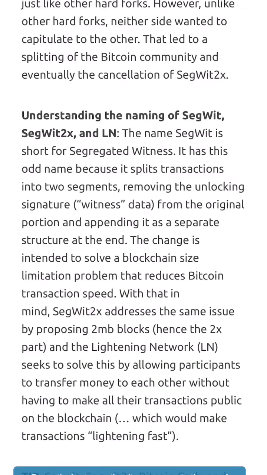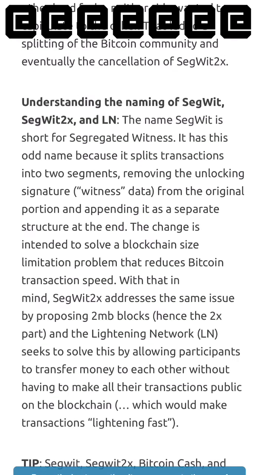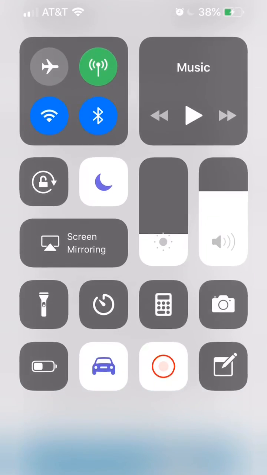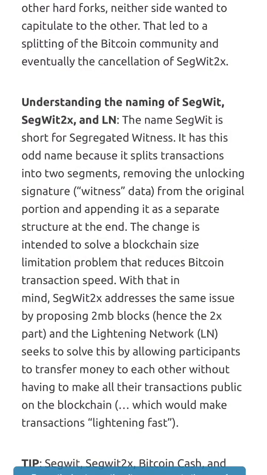Okay. Understanding the naming of SegWit, SegWit2x, and Lightning Network. The name SegWit is short for Segregated Witness. It has this odd name because it splits transactions into 2 segments, removing the unlocking signature witness data from the original portion and appending it as a separate structure at the end. The change is intended to solve a blockchain size limitation problem that reduces Bitcoin transaction speeds. So let's get that understood real quick.